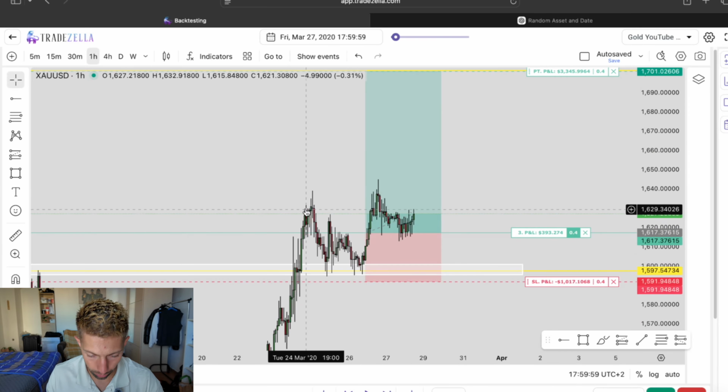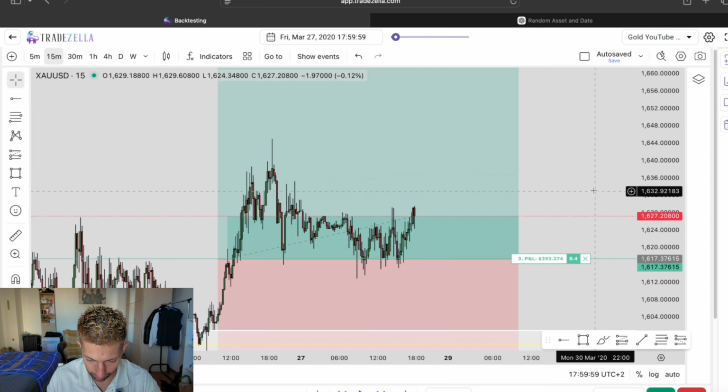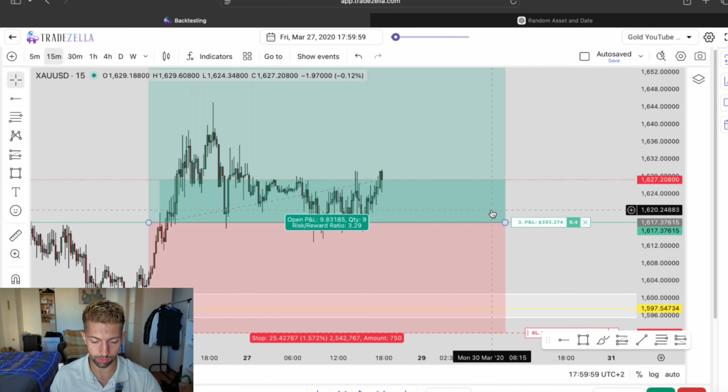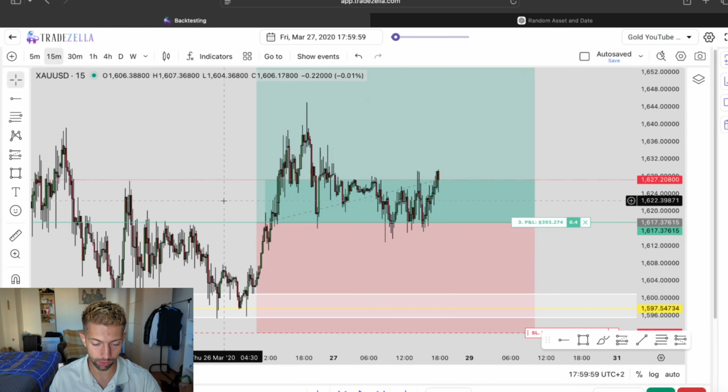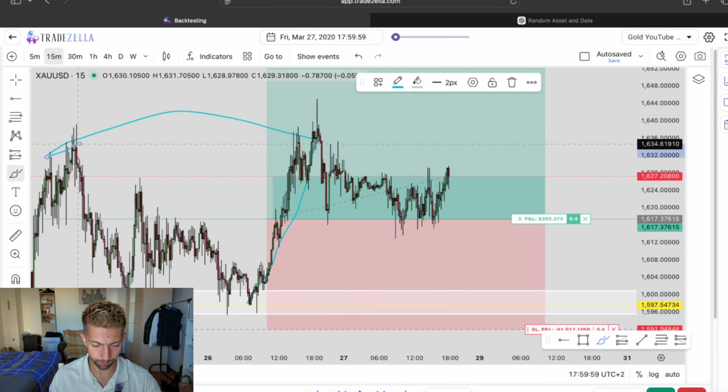Okay, so I would still be in. I wouldn't probably scale in, even though there is a possibility for a scale in, because we broke right now the structure on M15. So right now, as you can see, we broke structure right here, okay?